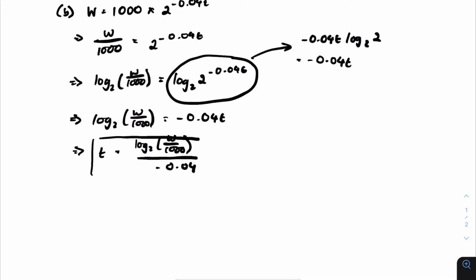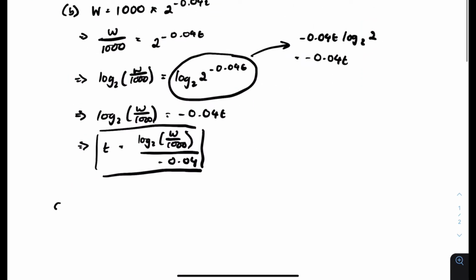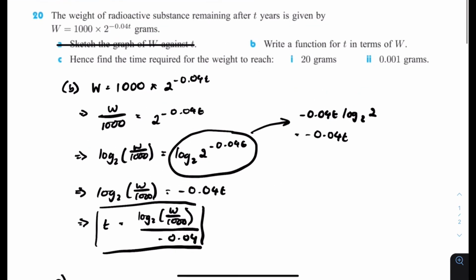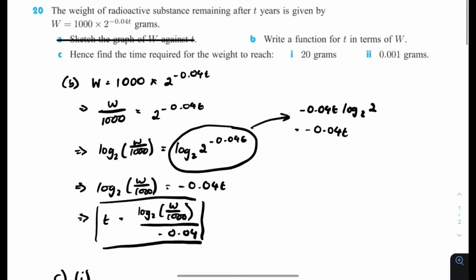So that's what we would use in the next two parts. Let's move on to part C of this problem. So part C asks, hence find the time required for the weight to reach, so the first part is 20 grams. So all we have to do is substitute W as 20 and we can find the time.